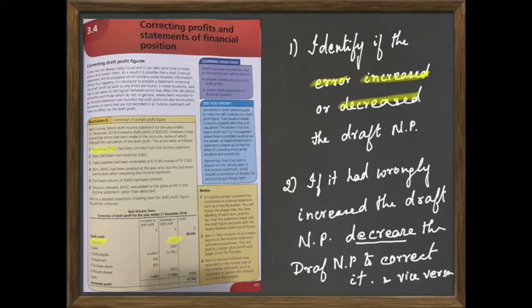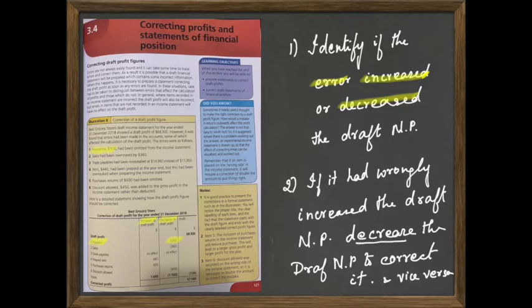You have two columns here. In the first column, you put all the items which are going to increase the draft net profit, and in the second column, you put all the items which are going to decrease your draft net profit. So this insurance of 500 will now decrease the draft net profit because it is an expense and it should be deducted from the gross profit, right? So now the draft net profit will be decreased by 500.